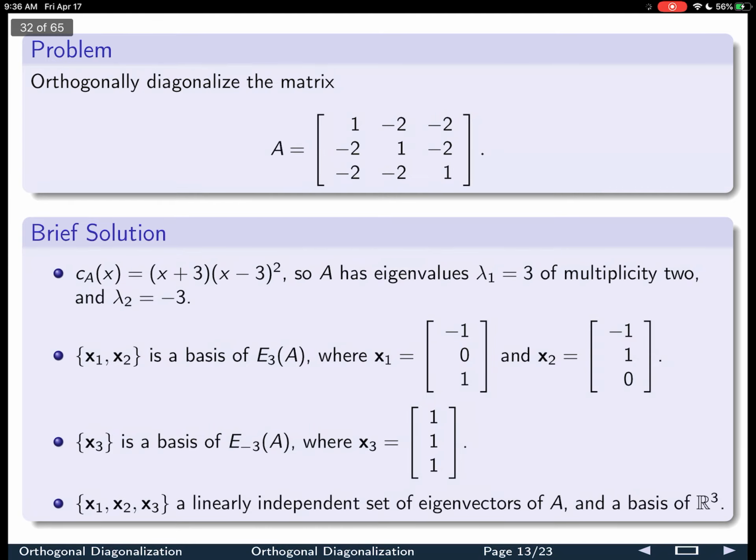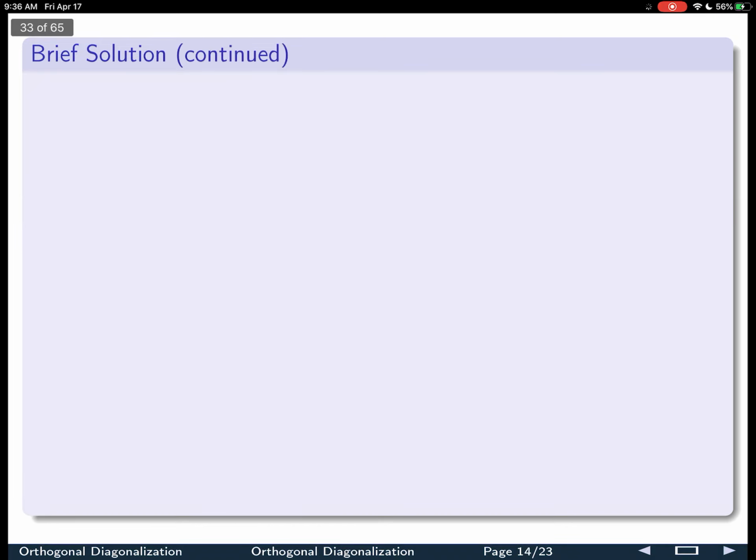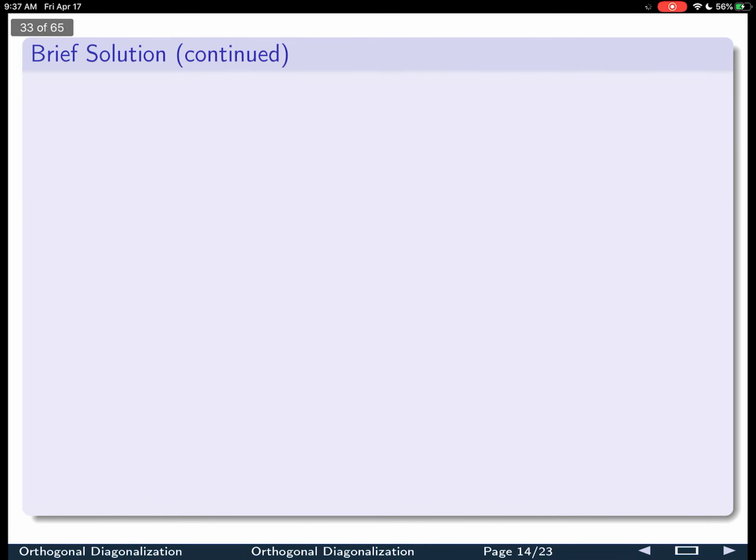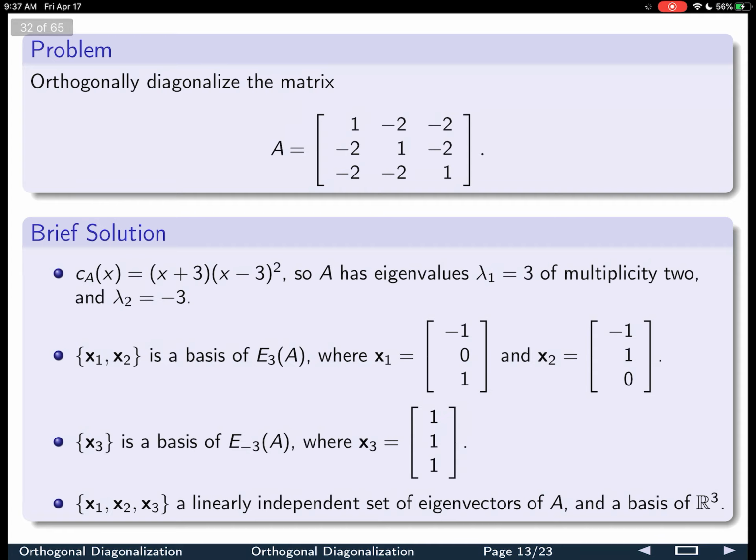Okay, so here's the Gram-Schmidt orthogonalization. Notice that really it's only the second vector that changes. The first and the third vector were already orthogonal. It's really just that second vector that changes once you subtract the projection of x2 onto x1.